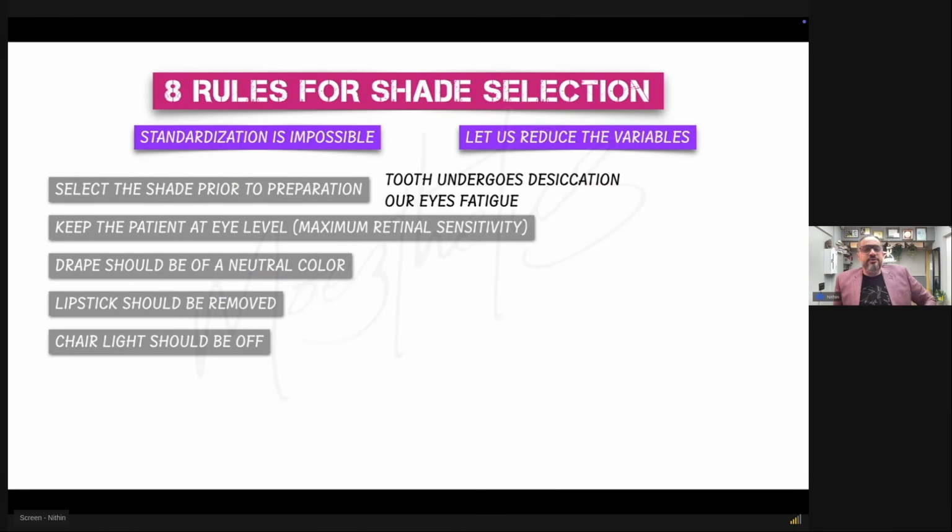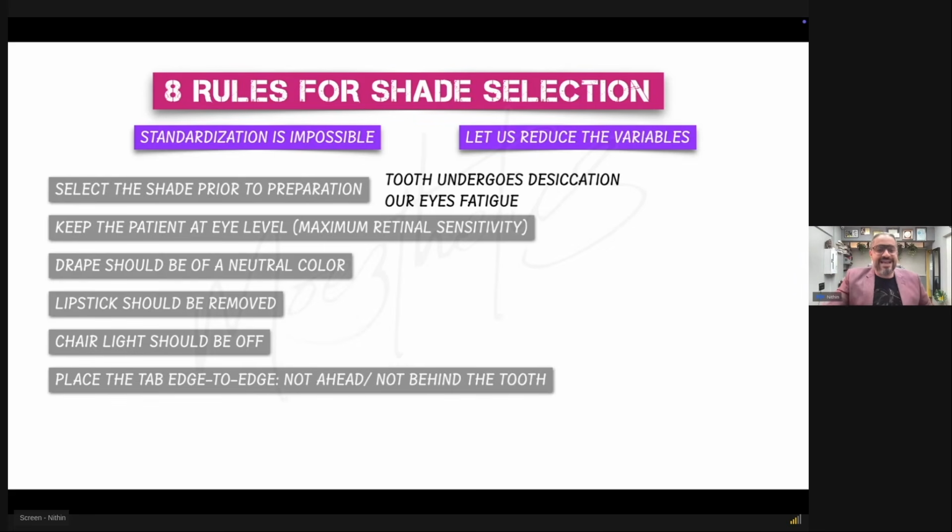called color corrected lights. If you want, please go ahead and use those in your work chambers because they make shade selection that much better. Okay, next, place the tab edge to edge.